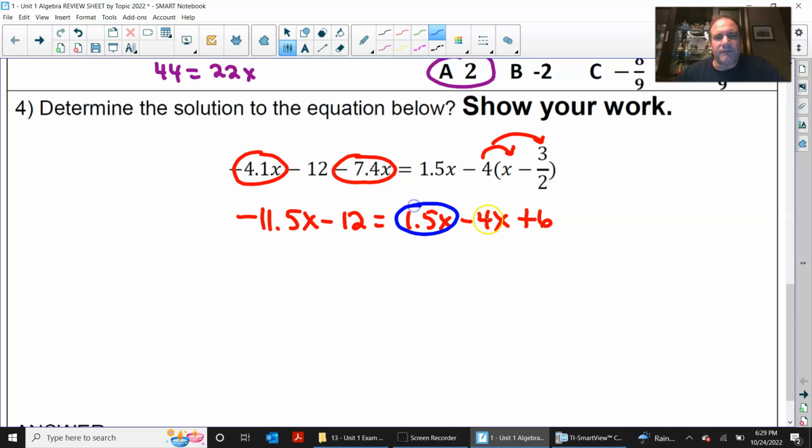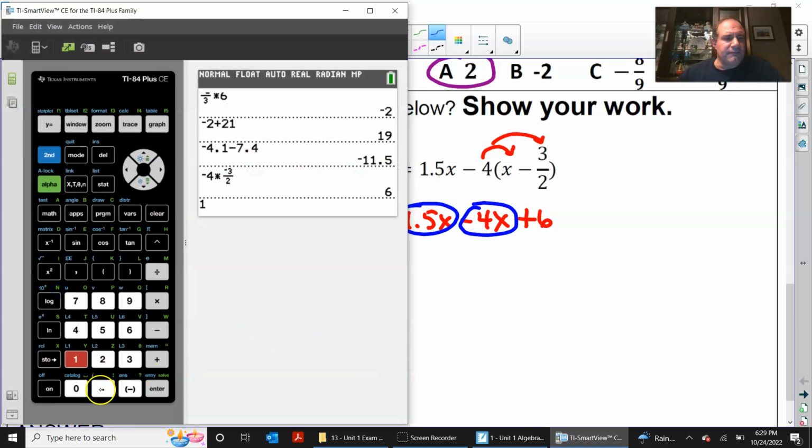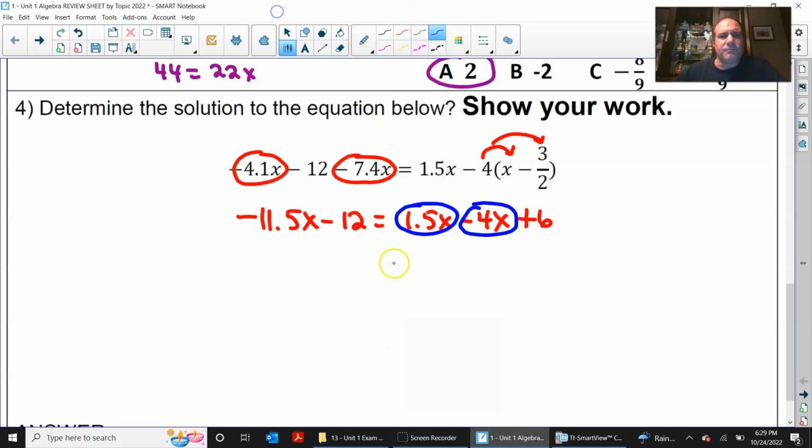It's 1.5x and then negative 4. Just remember, always use your calculator. You have 1.5 minus 4. 1.5 minus 4 is negative 2.5. So we have negative 2.5x plus 6 equals negative 11.5x minus 12. Now we have two terms on each side, and we're able to get the x's together.